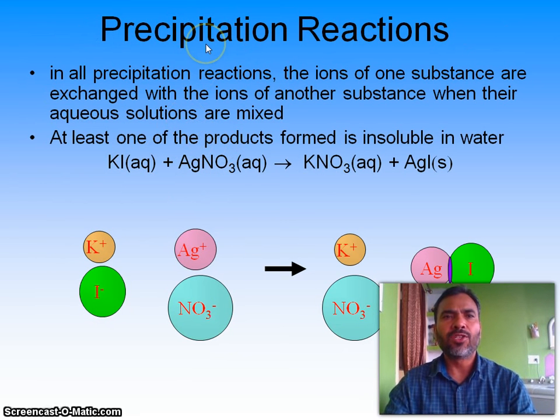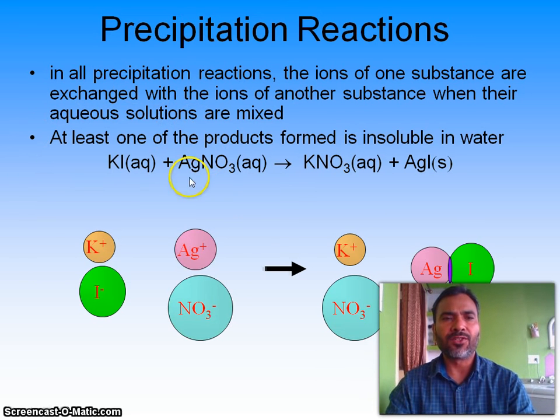Now, most important reactions for the beginner: precipitation reactions. In all precipitation reactions, the ions of one substance are exchanged with the ions of another substance when their aqueous solutions are mixed. At least one of the products formed is insoluble in water.